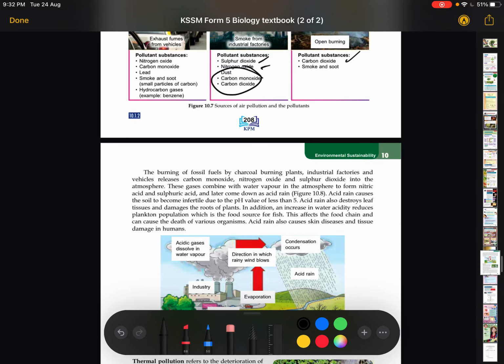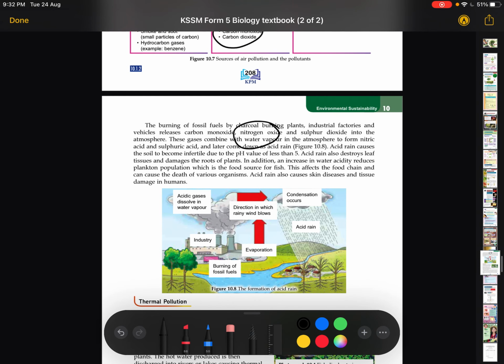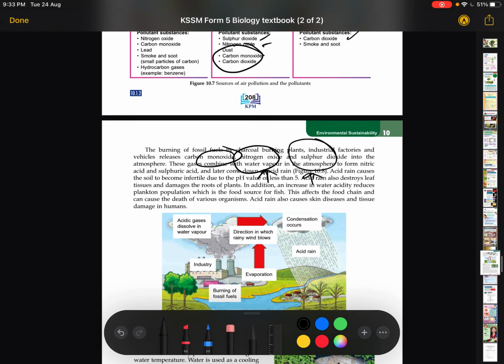So again, these will cause global warming, number one. And number two, they form acid rain. Not all of them form acid rain. It's mainly nitrogen oxide and sulfur dioxide and carbon monoxide. No, not carbon monoxide. Actually no, carbon monoxide does count because they got oxygen.